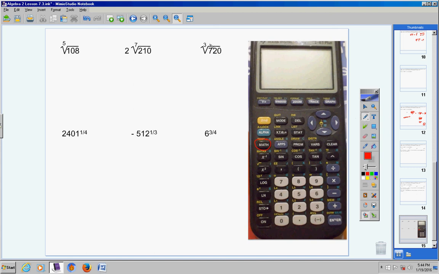Okay. The cube root of 720. Now there's 2 ways to do this. Before we type anything in, would you please push your math button? When you push your math button, look at option number 4. Option number 4 is a cubed root. So if you want to, I just taught you to type your index in first with the root, okay?